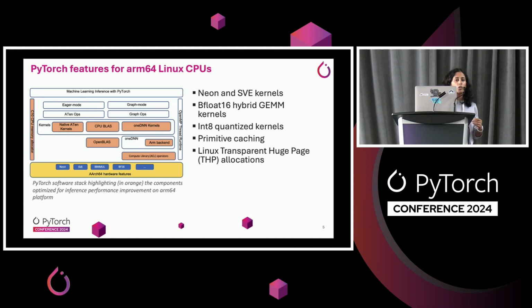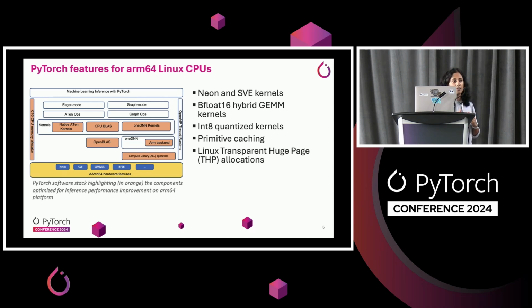Now let's look at what is supported in PyTorch software. This is a block diagram highlighting the components that are optimized for ARM64 in orange. The main idea of this diagram is to show how natively the features are integrated into PyTorch, and how PyTorch supports all of them out of the tree. Listing the features, it supports both Neon and SVE GEMM kernels with a fine heuristic in place to pick the right kernel based on the platform architecture, the work size, the number of threads, and several other factors. It also supports bfloat16 kernels in hybrid GEMM mode.